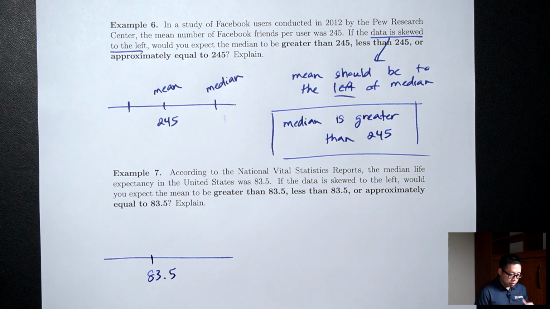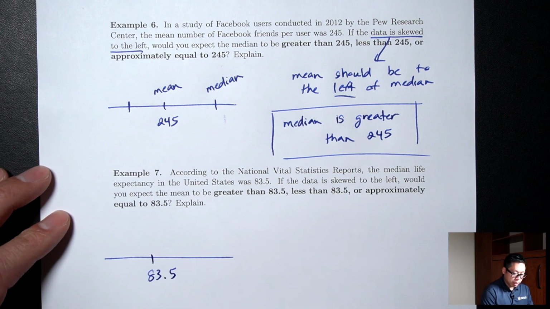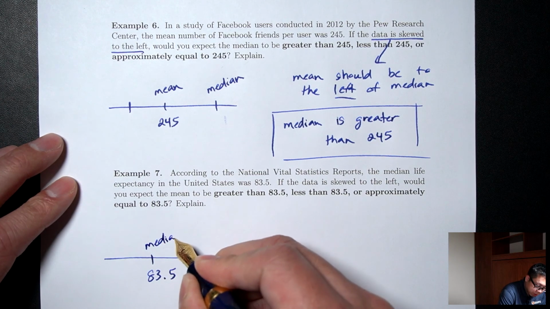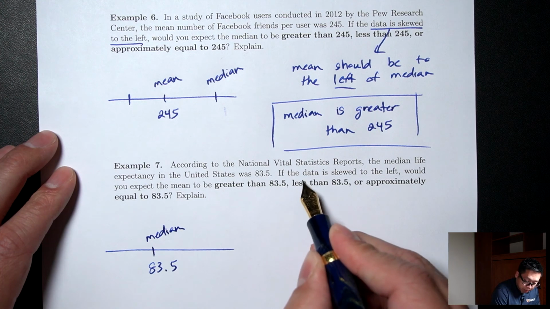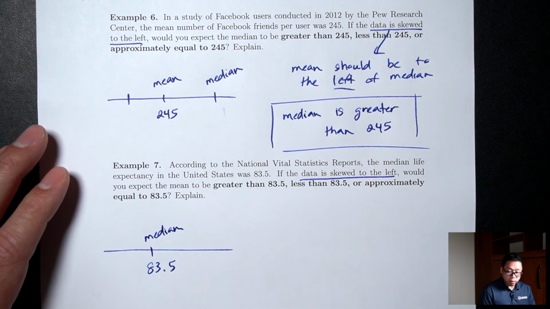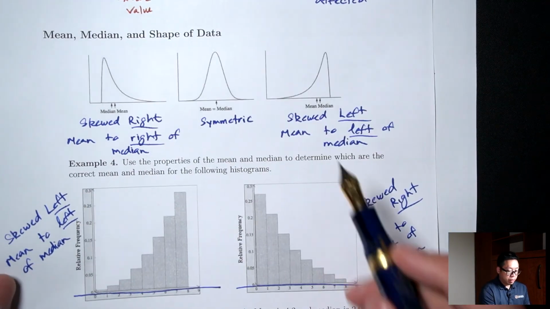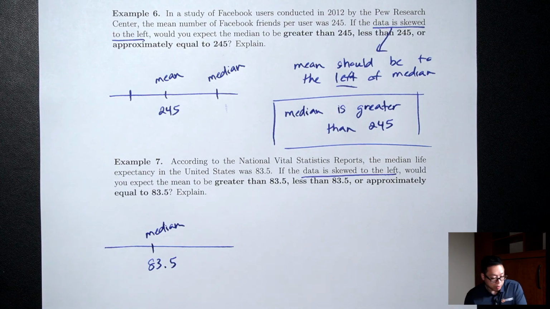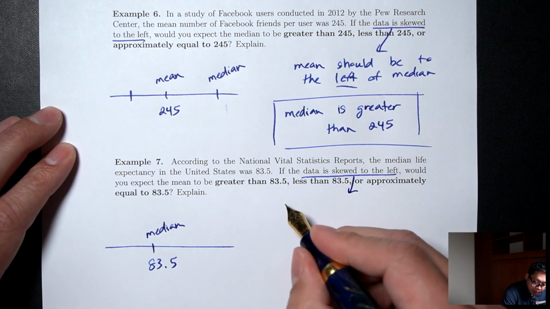And what is this thing? Is this a median or is this a mean? Median life expectancy was 83.5. It is the median. I'm also told that the data is skewed left. Okay, that's important. What do I know about skewed left data? Skewed left, the mean is to the left. So this is telling me that the mean should be to the left of the median.